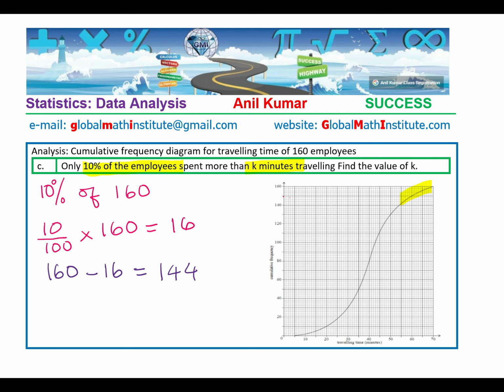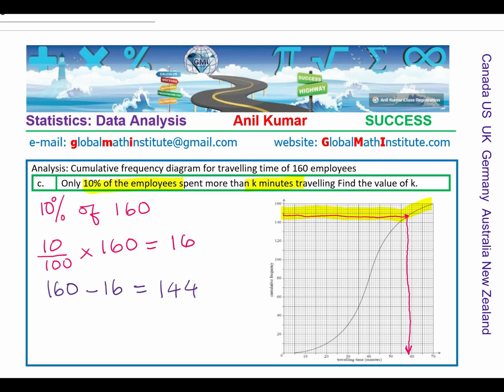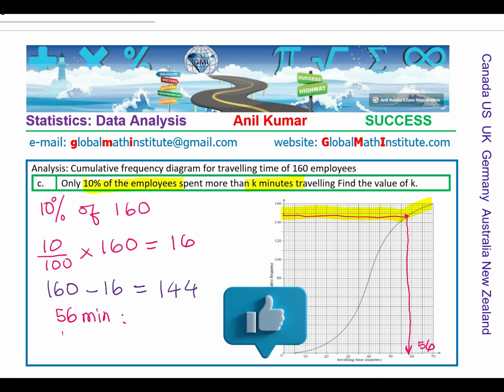First I'll highlight so that you have an idea. 144 is somewhere on this side. So 140 and 144. Do you see that? And we're going to go down from here to figure out the time. And that gives you the value of k, which is 56. So from the graph, we find that it is 56 minutes. So that gives you k equals 56. Is that clear to you?